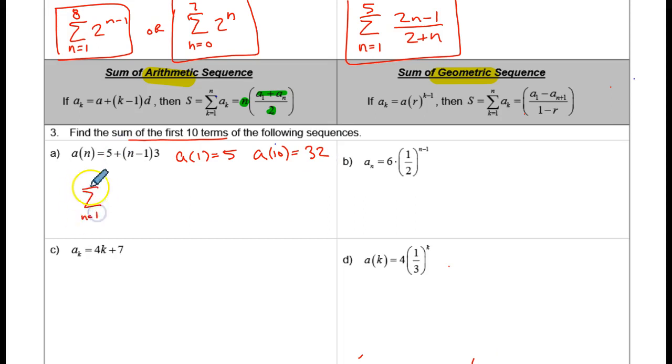Sum from n equals 1 to 10 of 5 plus the quantity n minus 1 times 3. And actually, let me just shorthand that. Let me just call that the sum of the sequence a sub n, so we'll save some time and space there. That's going to equal 10, the number of terms, times a sub 1, which is 5, plus a sub 10, which is 32, all divided by 2. And we're going to crank that out in our calculator, and we're going to get 185. So that's nice that we have that formula to make that problem go pretty quick, rather than actually adding up 10 terms.